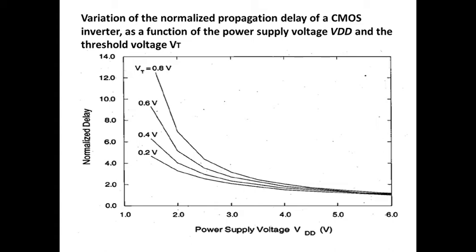This slide shows the variation of normalized propagation delay of a CMOS inverter as a function of the power supply voltage VDD and the threshold voltage VT. Now, what conclusions can you derive from this? The first one is that reducing the threshold voltage from 0.8 to 0.2 volt can improve the delay at VDD equal to 2 volt by a factor of 2. The positive influence of threshold voltage reduction upon propagation delay is especially pronounced at low power supply voltage, that is, for VDD less than 2 volt.